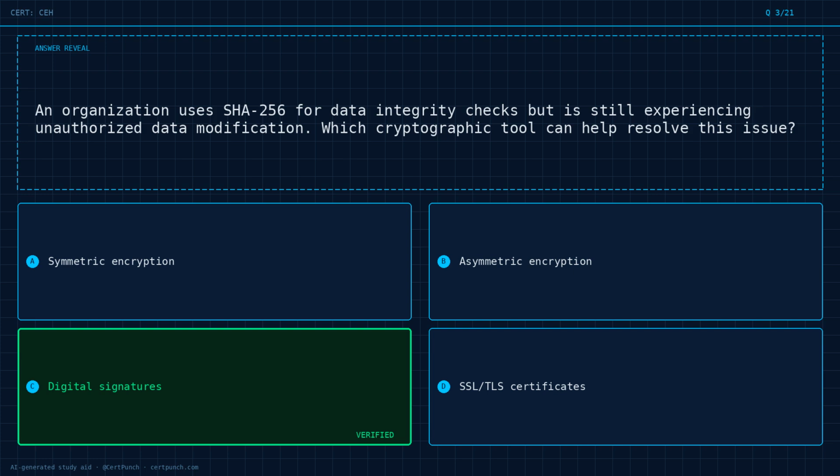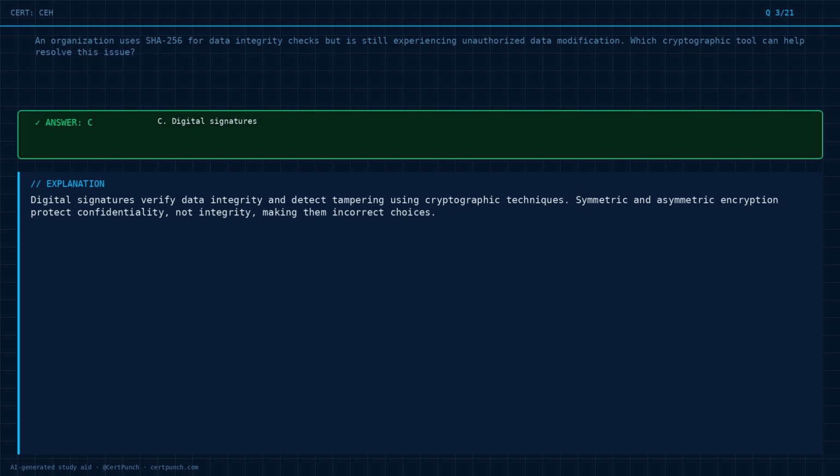The answer is option C. Exam logic. Digital signatures verify data integrity and detect tampering using cryptographic techniques. Symmetric and asymmetric encryption protect confidentiality, not integrity, making them incorrect choices.